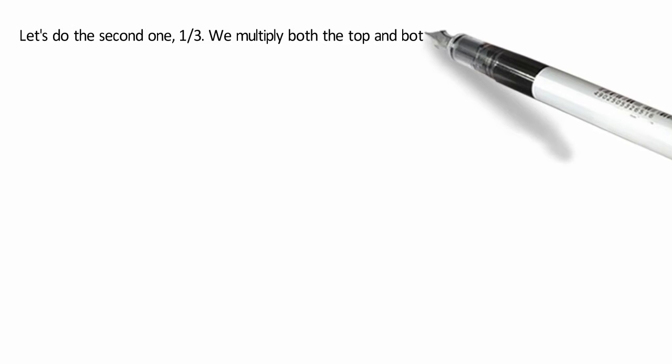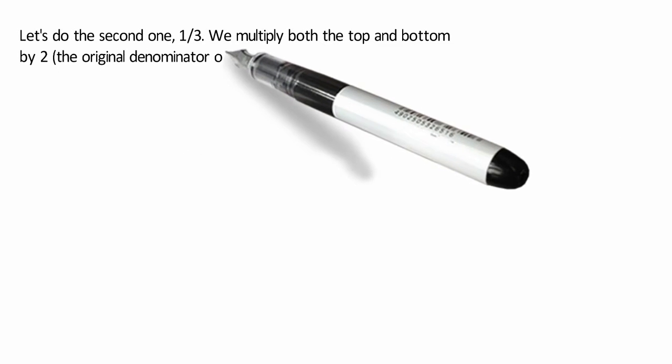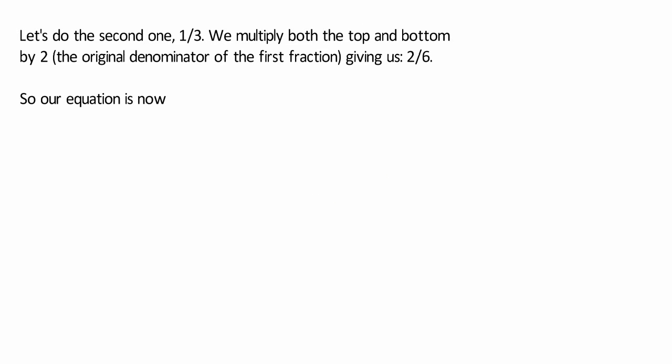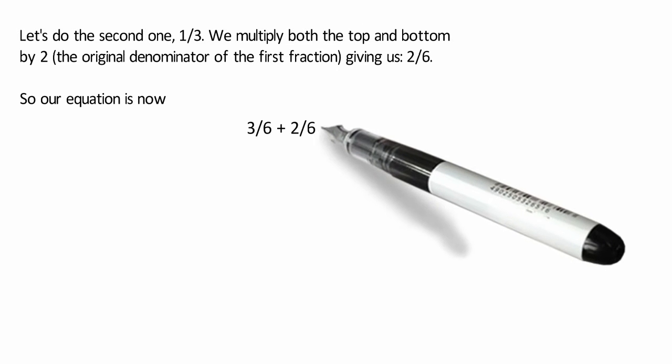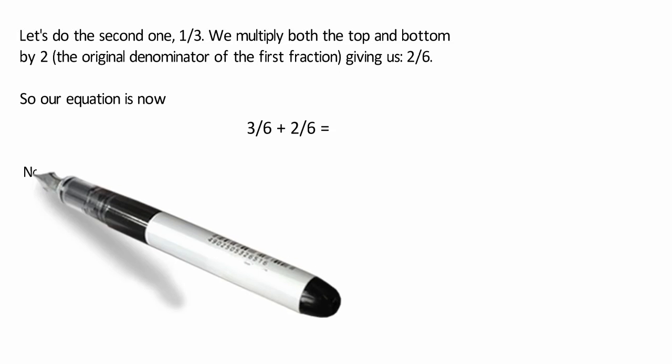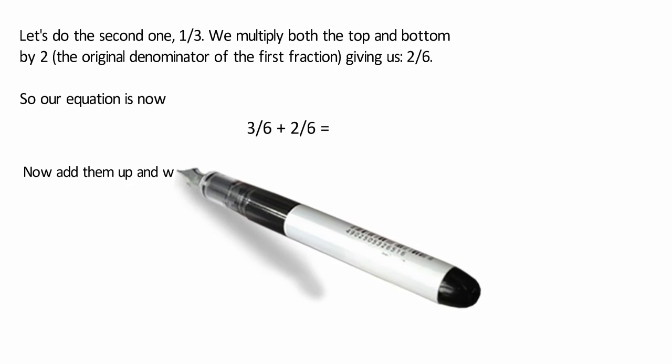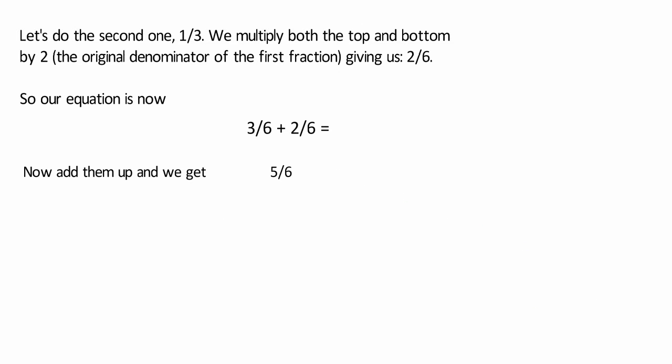Let's do the second one, 1/3. We multiply both the top and bottom by 2, the original denominator of the first fraction, giving us 2/6. So our equation is now 3/6 plus 2/6. Now add them up and we get 5/6.